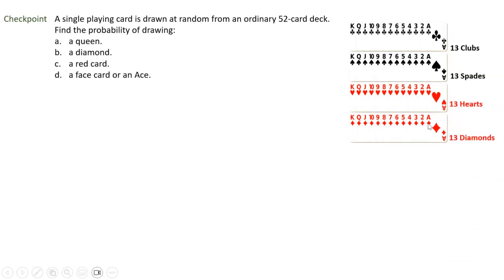They go from the ace, which is like a 1, right? They go from the ace all the way to 10, plus 3 face cards, the jack, queen, and king. There's my total of 52. Now, there are 26 black cards and 26 red cards.